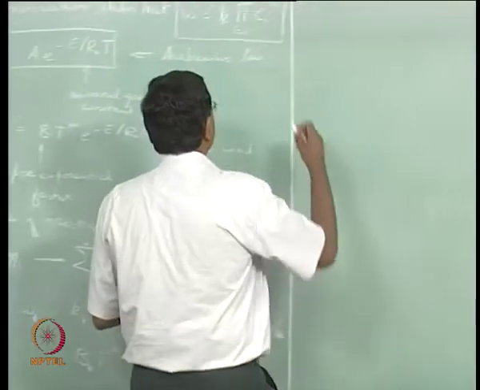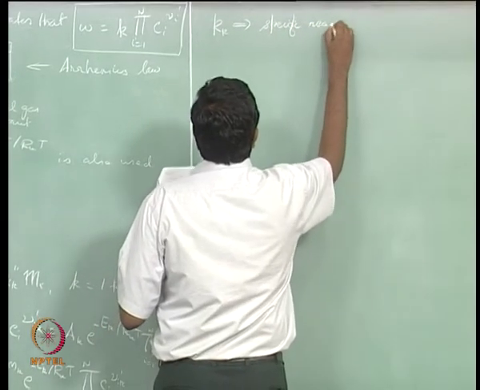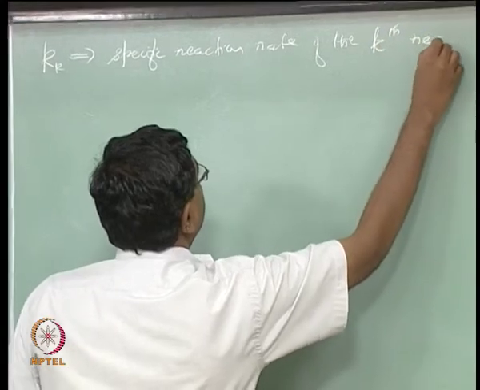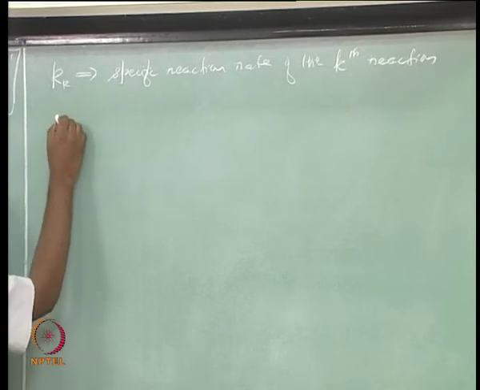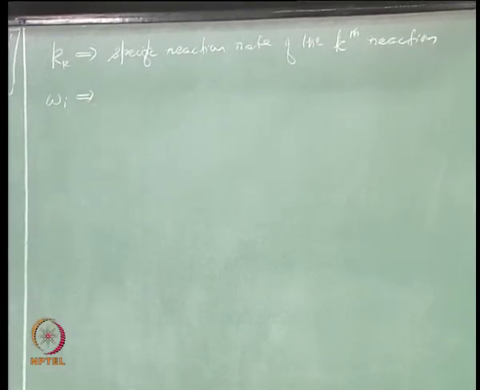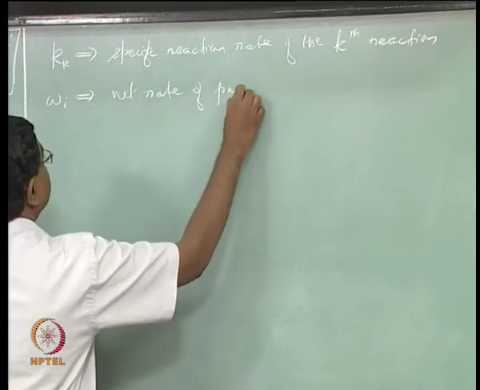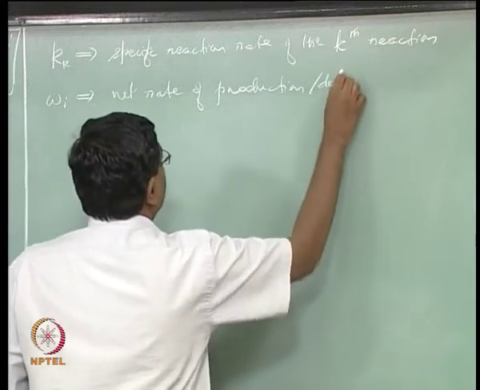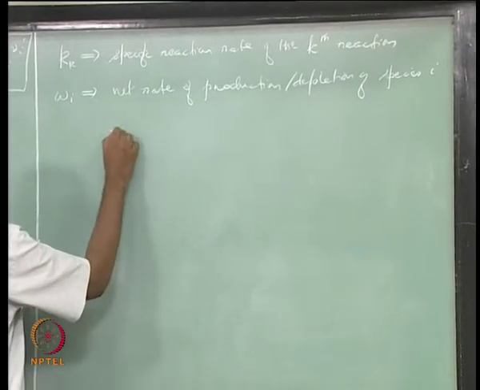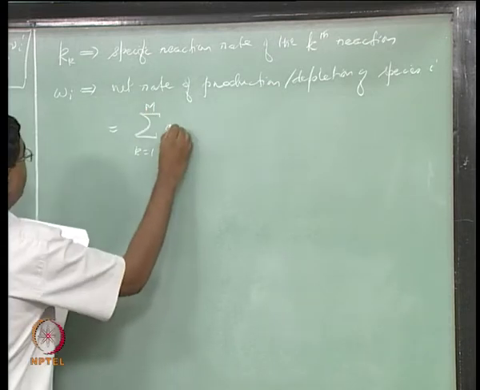So here, just to record whatever I am saying, this is the specific reaction rate of the kth reaction, and right now omega i remains the same as what we had before. Omega i is the net rate of production or depletion of species i, and this will be equal to sigma k equals 1 to capital M omega ik.